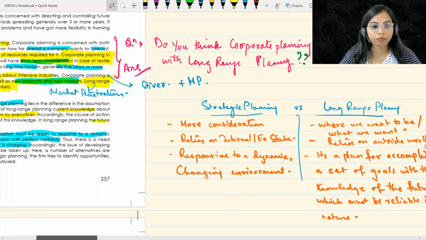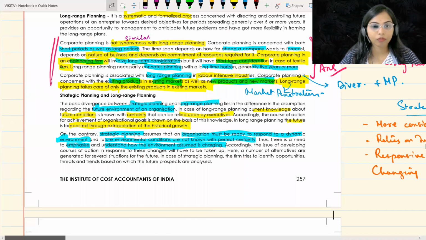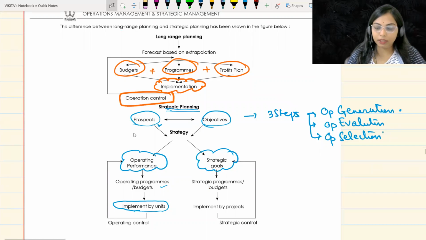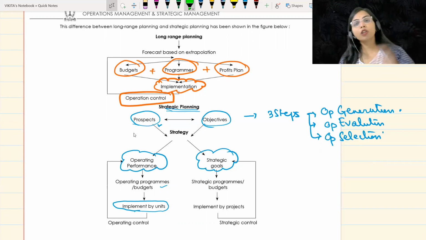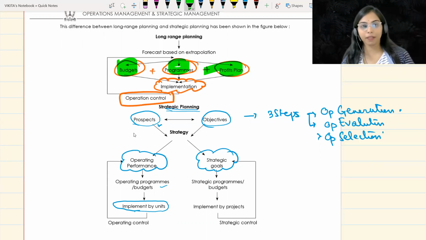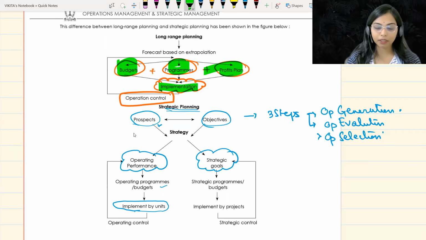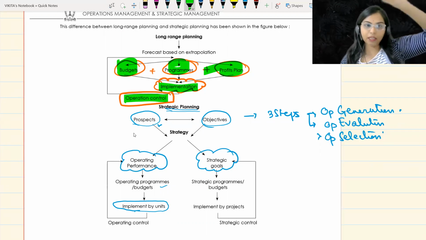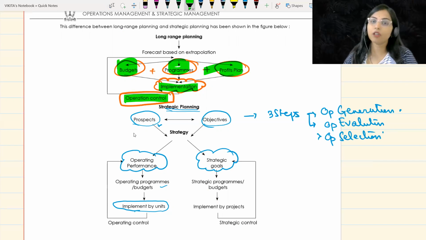Now see, this is easier to understand. Long range planning: what happens? It is forecasted on these budget programs and profit plans, and these are all combined and then implemented. Once implemented, it has operational control, meaning after implementation and evaluation, if anything needs to be changed, it goes back again to the loop and changes it. That is called long range planning.